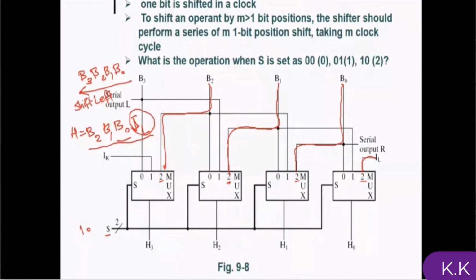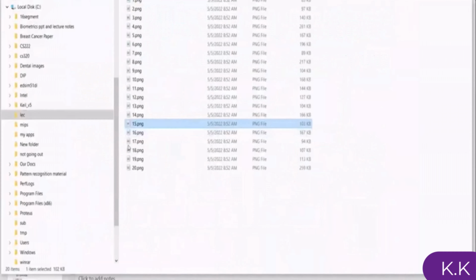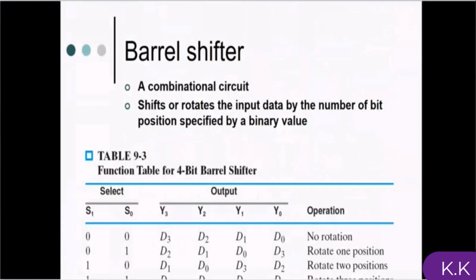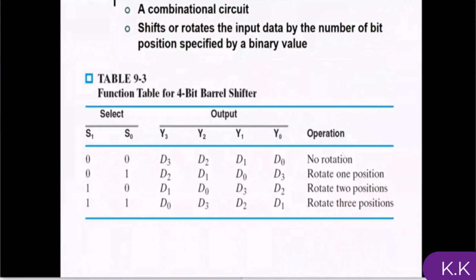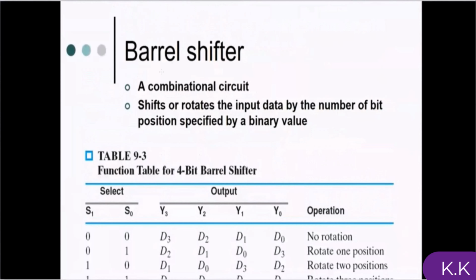What happened to the input? The input was B3, B2, B1, B0. As you can see now, this data is shifted one location to the left. IL is coming in, all of the other bits are moving one location to the left, and this one has disappeared. So we have B2, B1, B0, IL. So this cell can perform both shift left and shift right for me, but only 1 bit. We need to use it multiple times if we want to shift more bits.